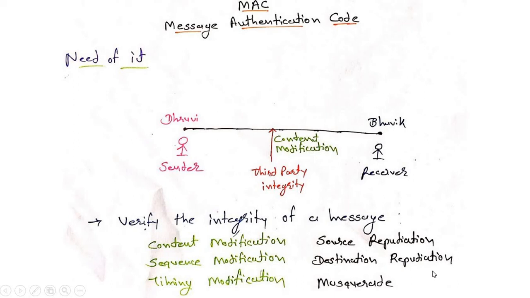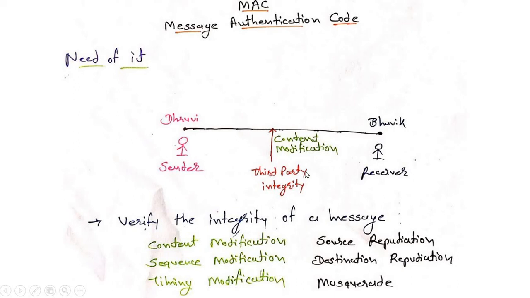Source repudiation and destination repudiation. So what is it? A third party can also become the source or the destination. Like in place of Dhruvi, a third party is sending a message, so Bhavik will think that the message was sent by Dhruvi, but actually the message was sent by the third party. So a third party can become the source or sender. Same thing, a third party can become the destination or receiver.